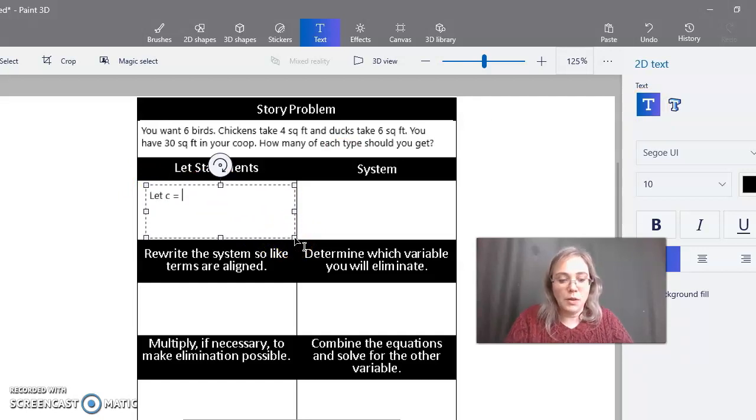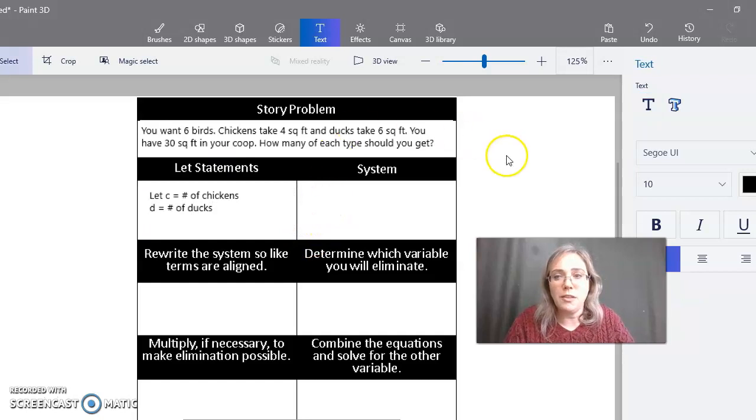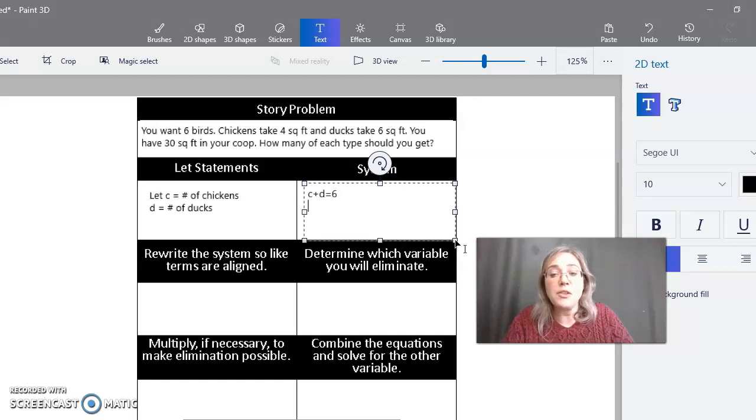Let C equal the number of chickens. Just in general, your variables are always going to be about the things you're asking about. And D is obviously the number of ducks. So what does our system look like? Well, we know we need 6 birds. So we're going to have C plus D equal to 6. We also know how much space they take. So the chickens will take 4 times the number of chickens, or 4C, and the ducks will take 6 times the number D, the number of ducks. And we know that's going to come out to 30.